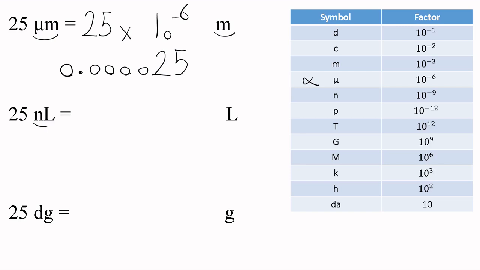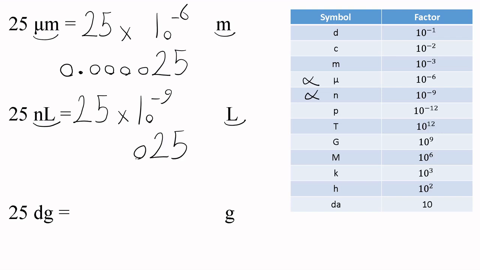25 nanoliters. Again, prefix unit to base unit. We must multiply by the factor. Nano is 10 to the power of -9. So 25 times 10 to the power of -9. We have two digits and -9 here. So we need 7 zeros. 25. 1, 2, 3, 4, 5, 6, 7, and finally the dot. And this is liters.